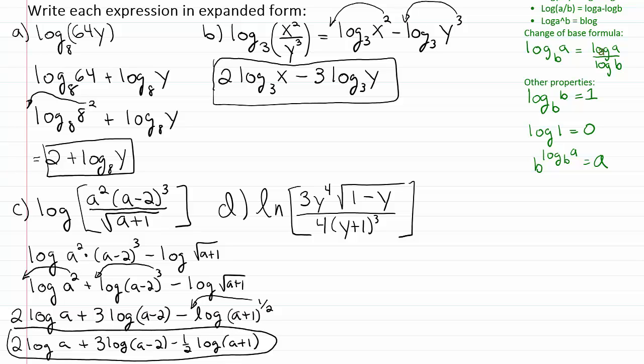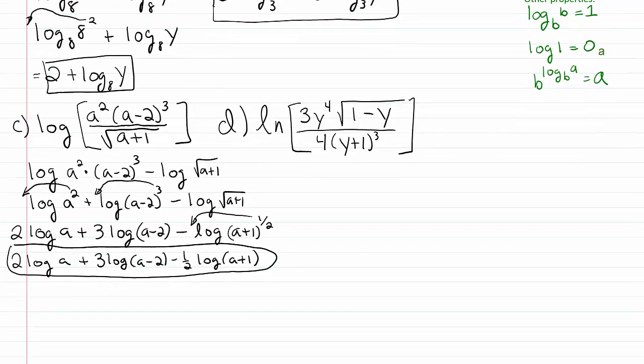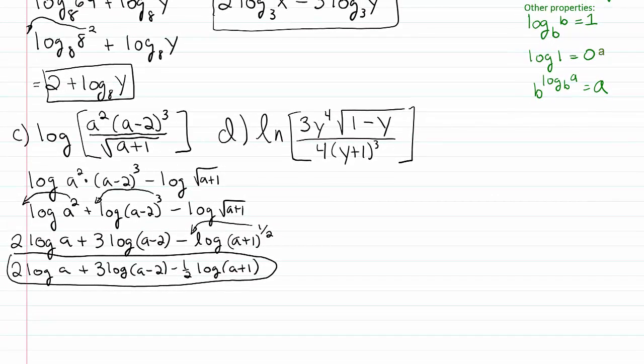All right, and lastly, let's go ahead and tackle problem D. So we'll give ourselves a little room to work out D. First, it's a fraction, so we need to express it as a difference. So we'll say ln of 3y to the 4th power times the square root of 1 minus y, minus ln of 4y plus 1 to the 3rd power. All right, so that's good. We've turned the fraction into subtraction.